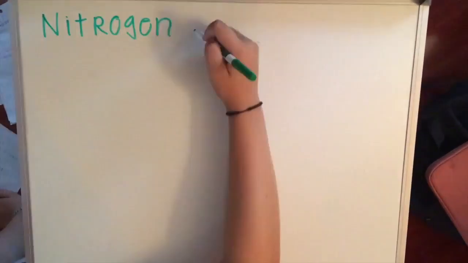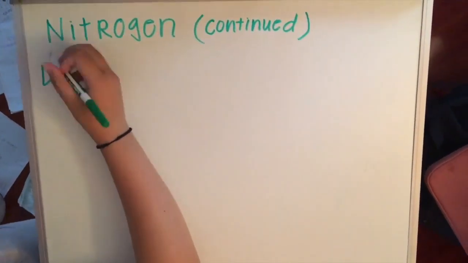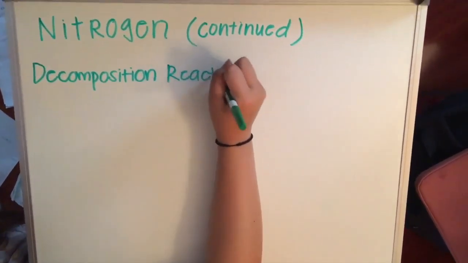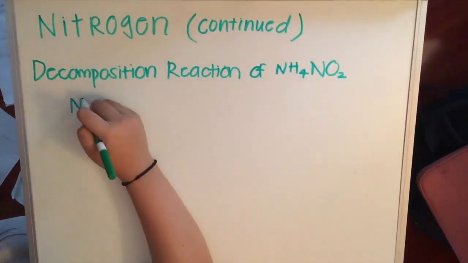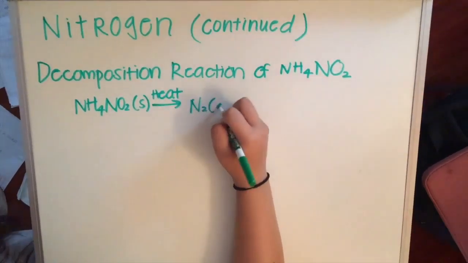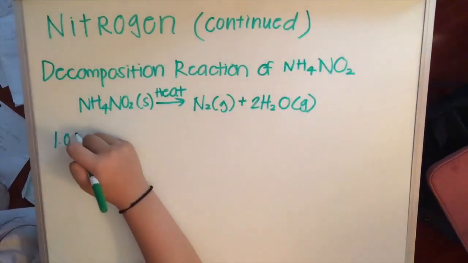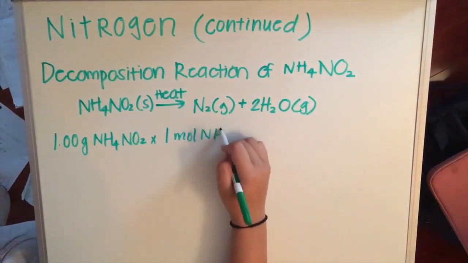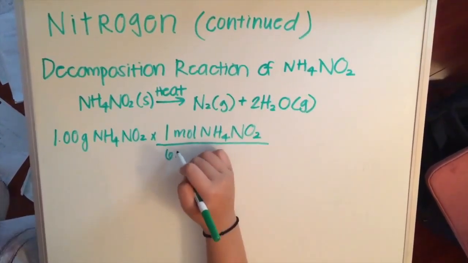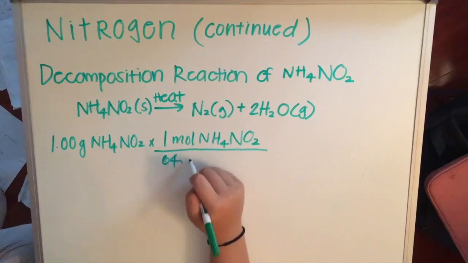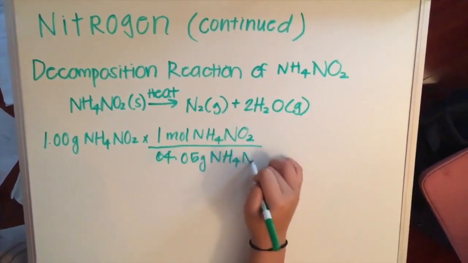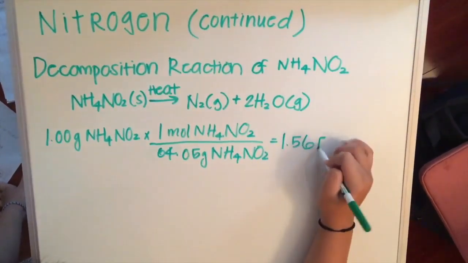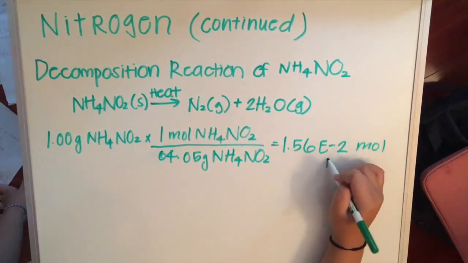Nitrogen continued. Example, decomposition reaction of NH4NO2. NH4NO2 solid produces with heat N2 gas plus 2H2O gas. 1.0 grams of NH4NO2 times 1 mole of NH4NO2 all over 64.05 grams of NH4NO2 equals 1.56 times 10 to the negative 2 power mole NH4NO2.